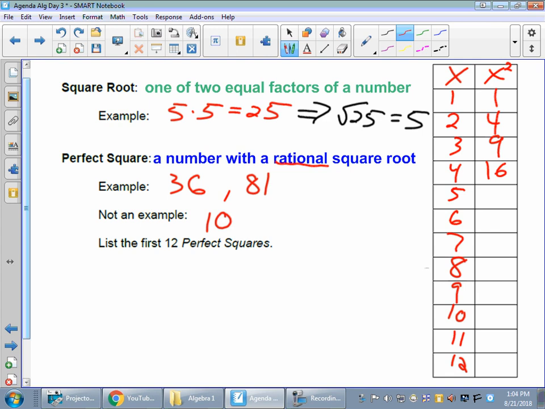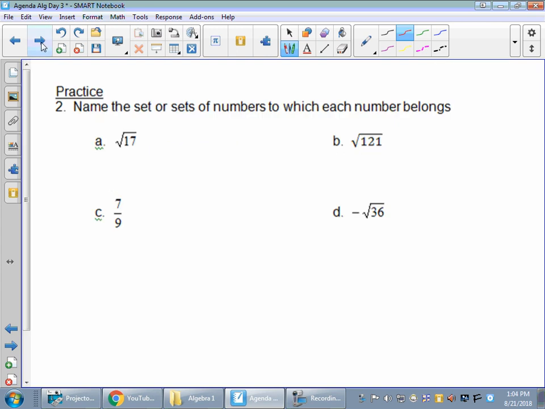So you guys can kind of fill out the rest of that table. Just square every number in the left column, multiply it by itself, 5 times 5, 6 times 6, and so on, and fill out the rest of that table. Okay, next we're going to go back to these practice problems. Again, name the number sets in which these numbers belong.